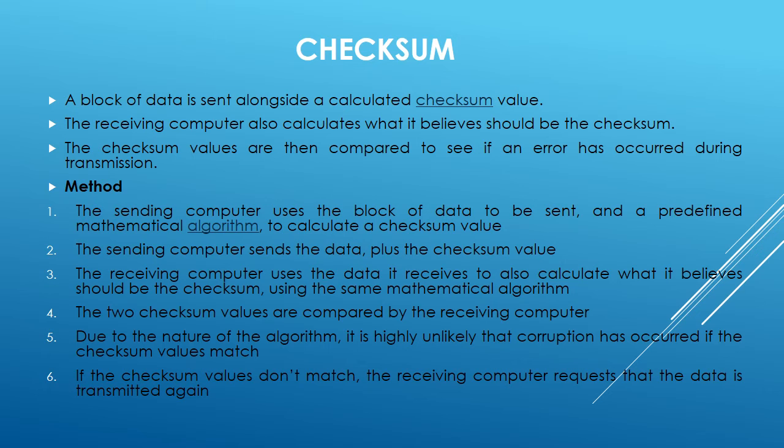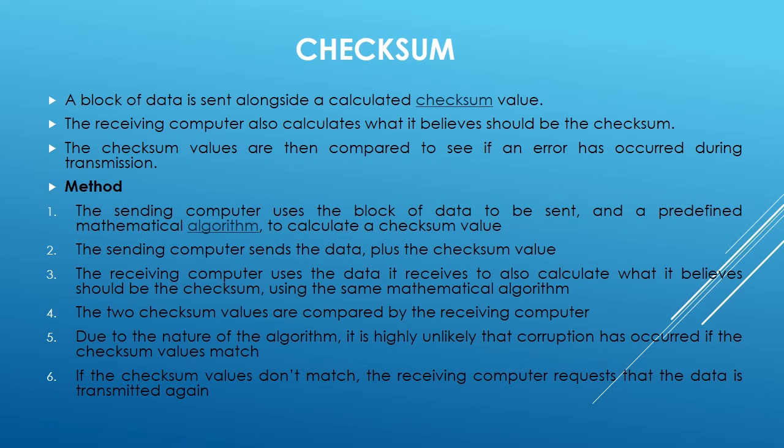Now let's see the stepwise procedure to find the checksum. Number 1. The sending computer uses the block of data to be sent and a predefined mathematical algorithm to calculate a checksum value. The sending computer sends the data plus the checksum value. The receiving computer uses the data it receives to also calculate what it believes should be the checksum using the same mathematical algorithm. The two checksum values are compared by the receiving computer.